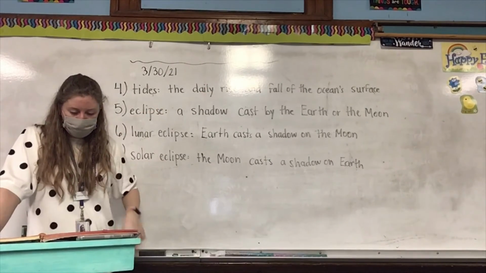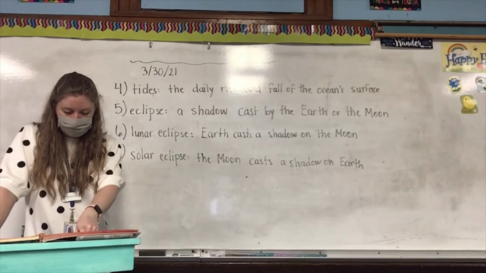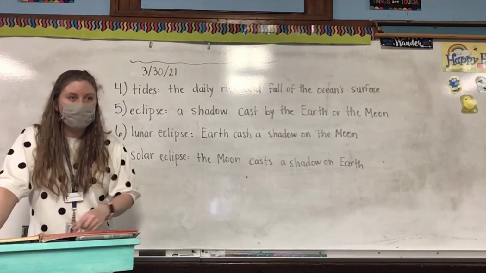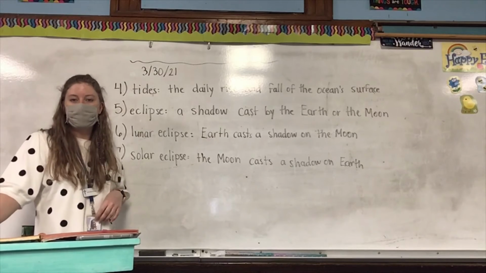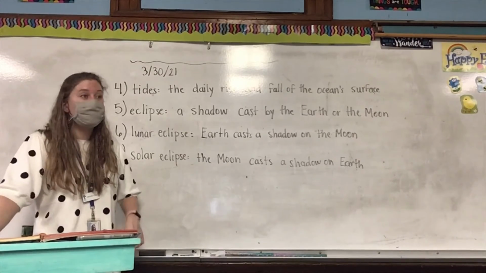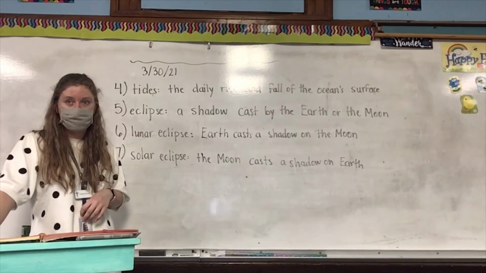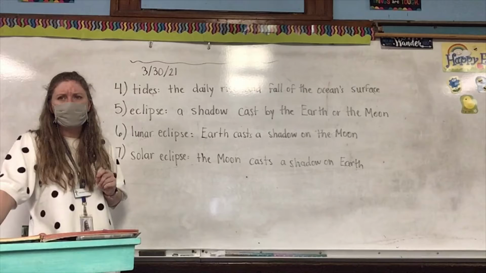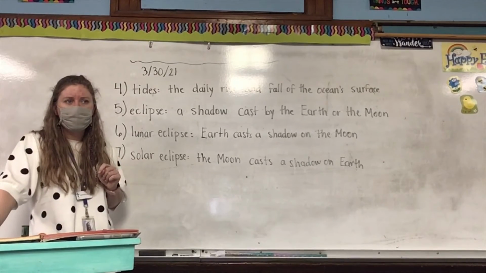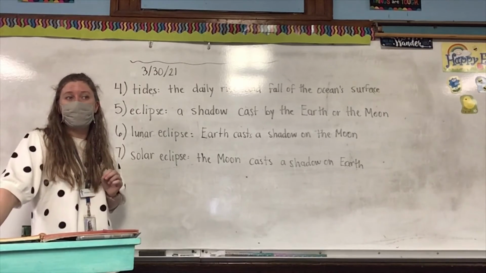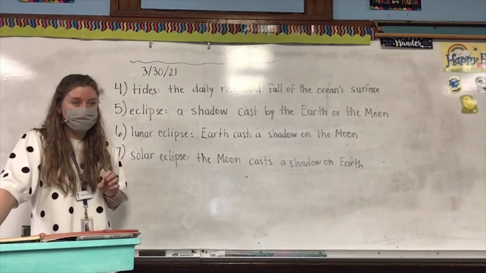Okay, keep going. A partial solar eclipse is when part of the sun is blocked. So look at that word partial. What's the base word of partial? Colin. Part. So a partial solar eclipse is when part of the sun is blocked. By what? What is the sun blocked by in a partial solar eclipse? The moon. Okay, keep going.